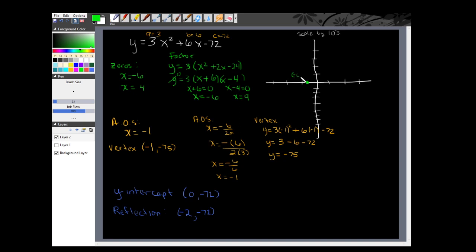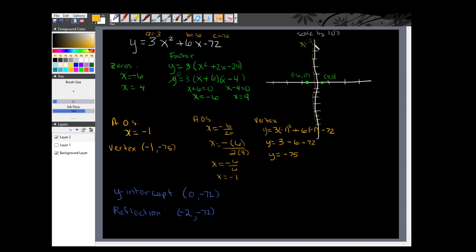Now remember, when you draw in points on a graph, it is usually kindest to whoever's reading your graph to label what those points are. So if you notice, as I'm filling in these points on my graph, I'm actually labeling the ordered pairs. So there's my zeros. So now if I go to my axis of symmetry, it's at x equals -1. So -1 is really, really close to the y-axis. So it looks a little skewed here.